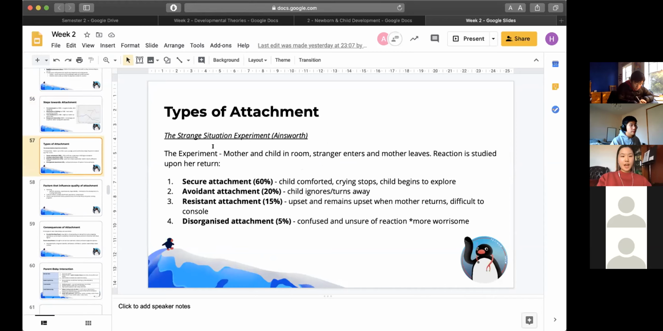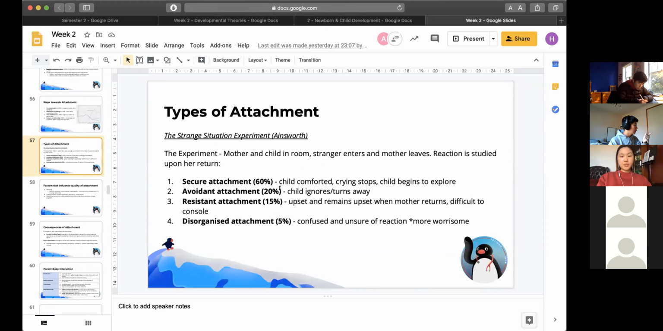So this is the Strange Situation Experiment by Ainsworth. Basically we've got a mother and a child in a room. A stranger will enter and the mother will leave, and then the baby's reaction is studied. So secure attachment, which occurs in 60% of kids, the child is comforted, crying stops, and then the child will begin to explore.